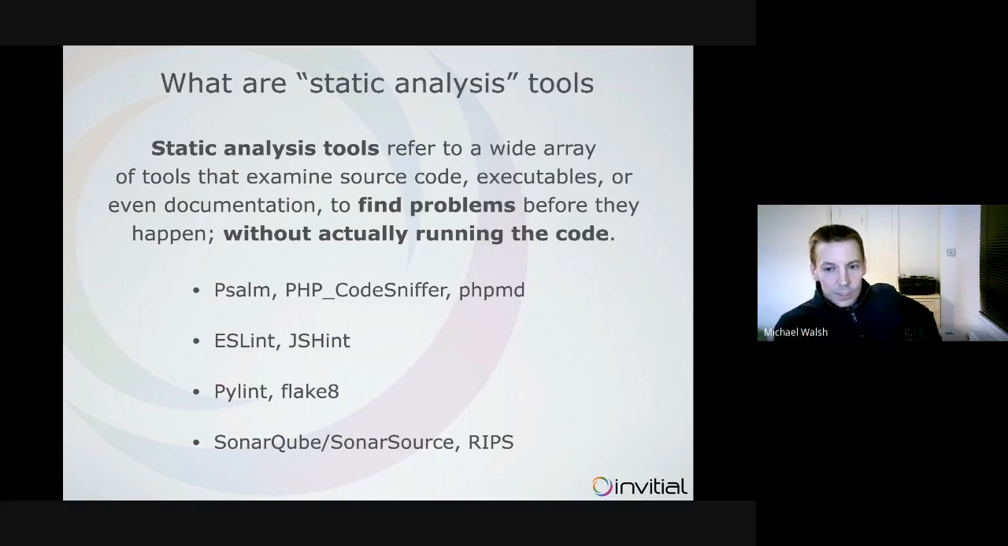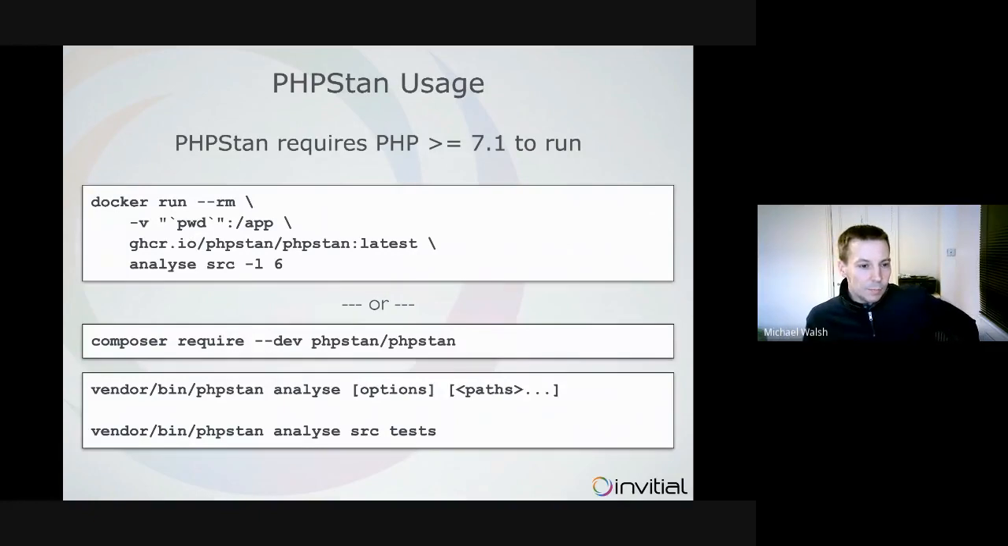So to get going, there's two ways you can use it. It's via Docker is probably the preference, or if you're not using Docker, then you can Composer require it and just run vendor/bin/phpstan. It does require PHP 7.1 or above to run it, but it will analyze code that's like PHP 5 code. So you just need to have 7.1 to run it, and you can run it on older code if you need to.